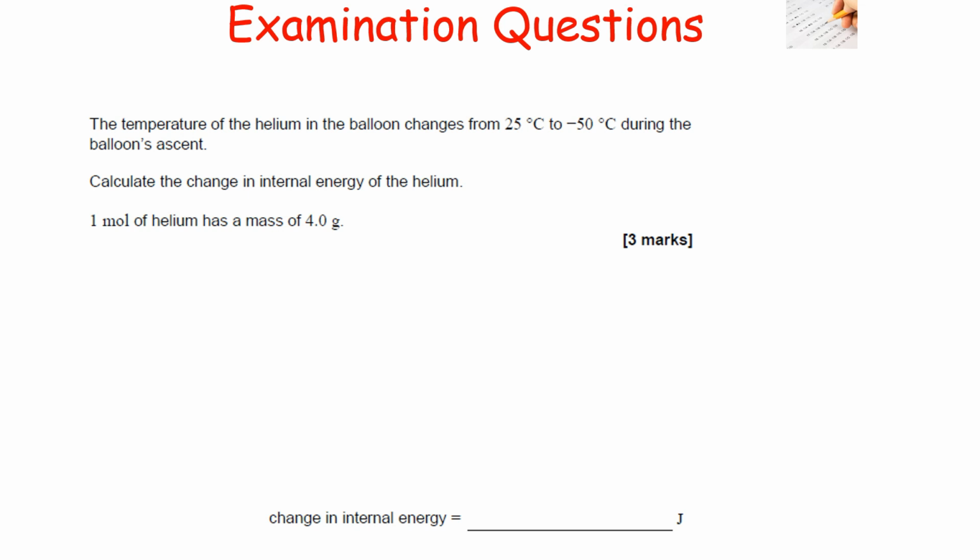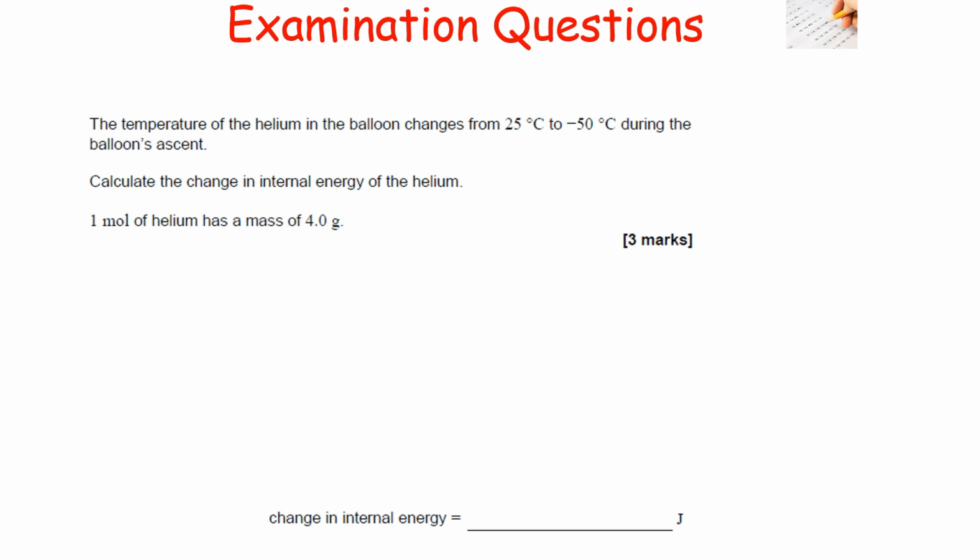So pause the video now, then unpause the video when you want to go through the answer. Right, so how can you work this through? Well, firstly, what do we know? We've been given in this question the change in temperature. Now we know the change in temperature is 75 degrees Celsius because it's gone from 25 degrees Celsius to minus 50 degrees Celsius. So the change is 75 degrees Celsius or Kelvin because they're interchangeable at this point.